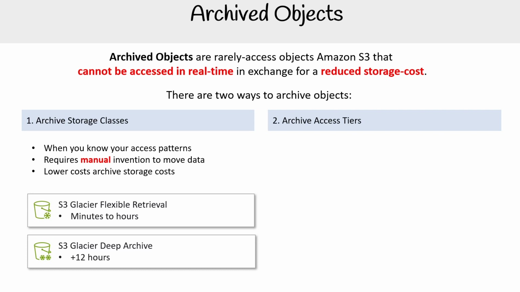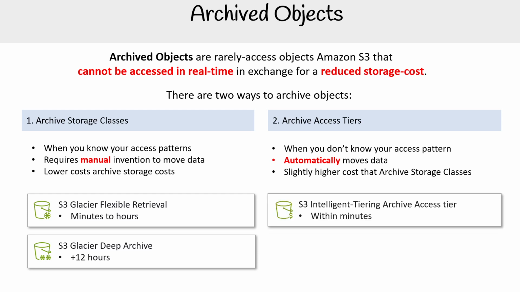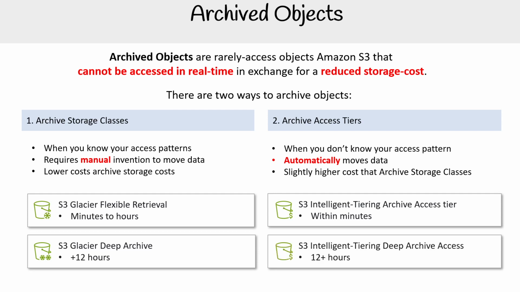On the other side, we have archive access tiers, and this is when you don't know your access patterns, when you want things to automatically move because you don't have those programmatic skills or other skills to do that. You want it to be nice and simple, and you're okay with living with a slightly higher cost for archive storage. This is when we're using the S3 Intelligent-Tiering service for either the Archive Access tier, which is within minutes, or the S3 Intelligent-Tiering Deep Archive Access, which is 12 plus hours.